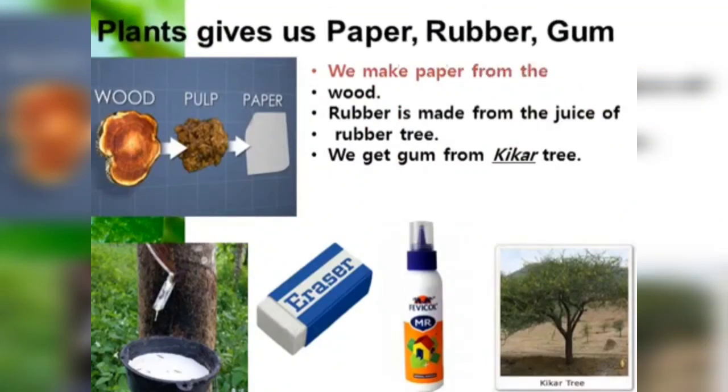Plants give us paper, rubber and gum. We get paper from plants. Paper is used to make books, bags, etc. We get rubber from the juice of the rubber tree. Rubber is used to make erasers, tires and pipes. We get gum from kikar tree. Gum is used to make glue.